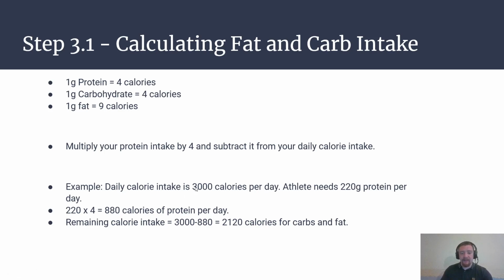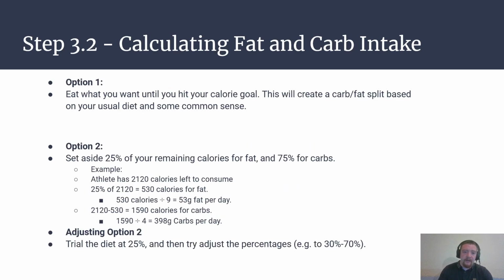Now that means if you need to eat 3,000 calories per day, 3,000 minus the 880 is 2,120 calories you have left. And those remaining calories will all go towards fat and carbohydrates. So now we need to actually calculate the fat and carbohydrate split. Now we've got two options. Option one is the simplest and the one I probably recommend initially starting out. And it's basically, you need to eat 2,120 calories worth of fat and carbs a day.